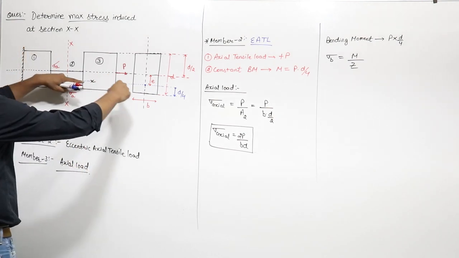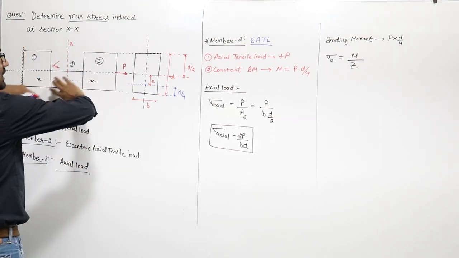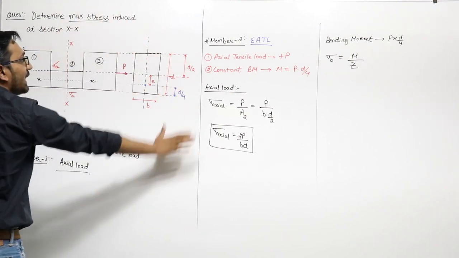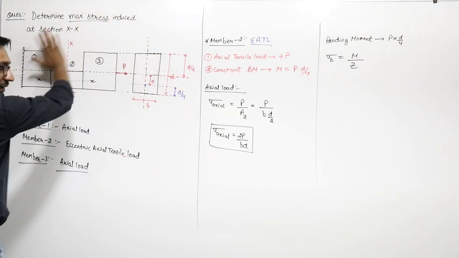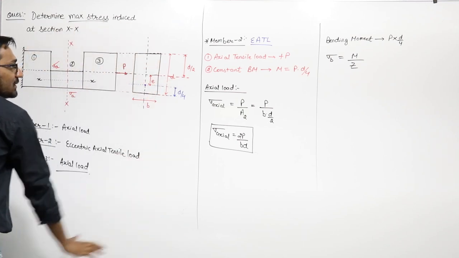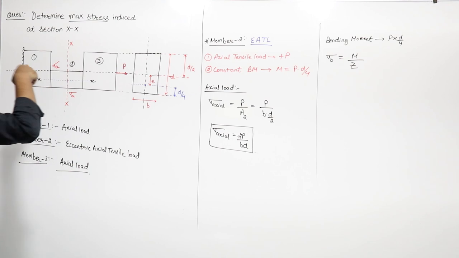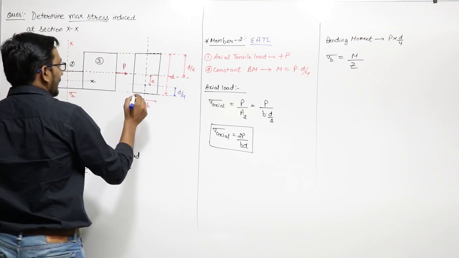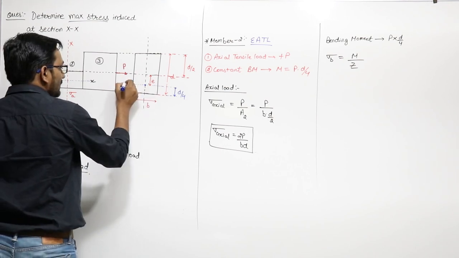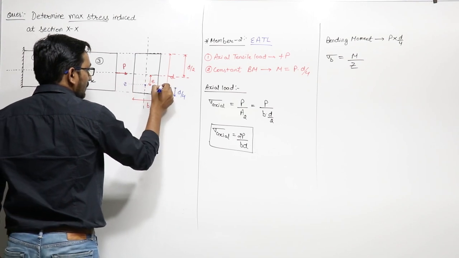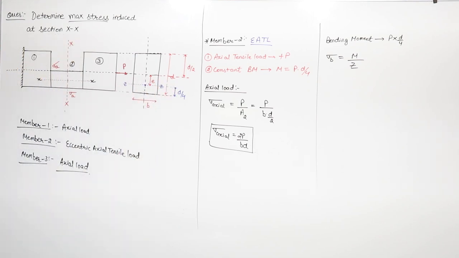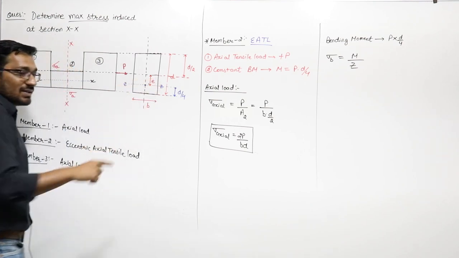This P and this P will be here. This will give you a couple, a bending couple, in this plane of the board. So the axis will be this axis, let us say, suppose this is the Z axis. So the bending moment will be around the Z axis.